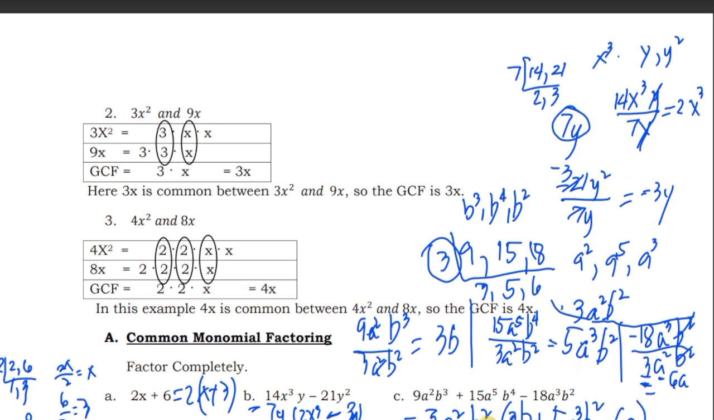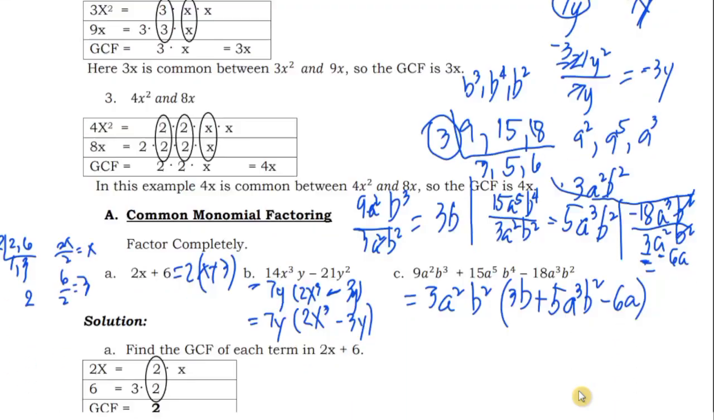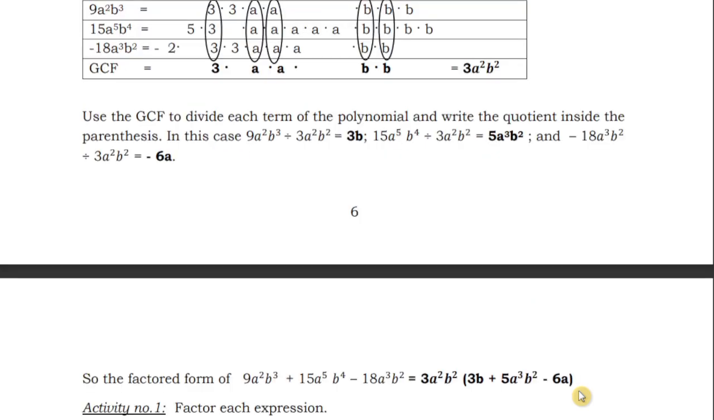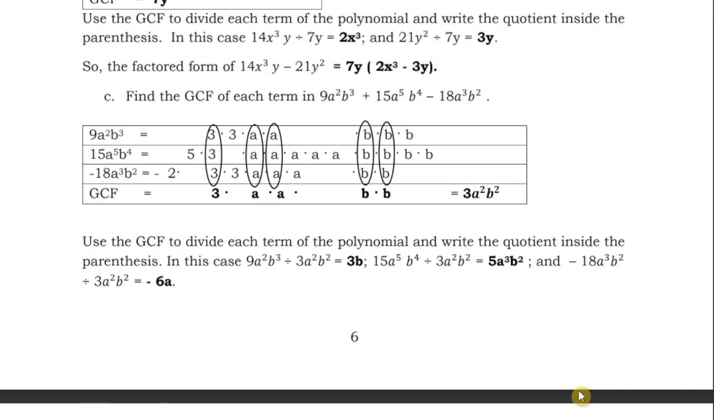So the factor of 9a squared b cubed plus 15a to the 5 b to the 4th minus 18a cubed b squared is equal to 3a squared b squared times the quantity of 3b plus 5a cubed b squared minus 6a. So that is the common monomial factor. The other set of explanation is still the same as what we have here.